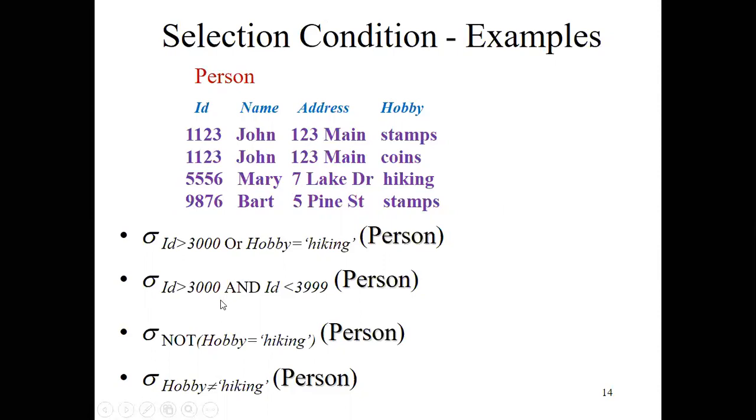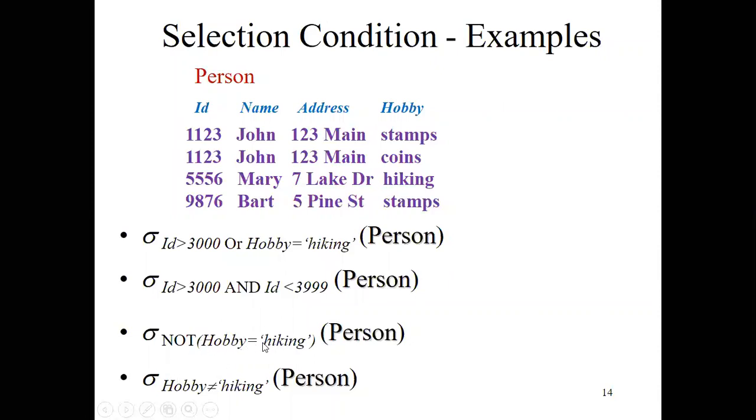ID is greater than 3000 and ID is less than 3999. That means it should be within 3000 and 3999. Nothing is there, so no row is selected.